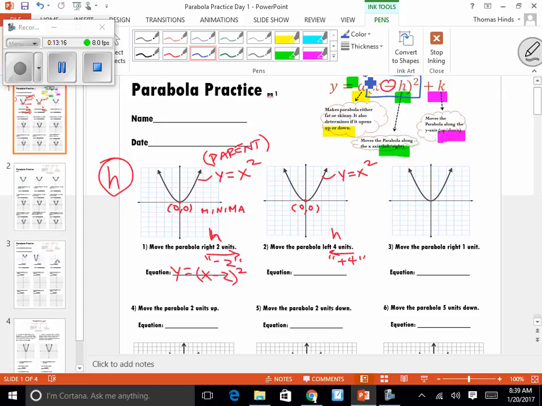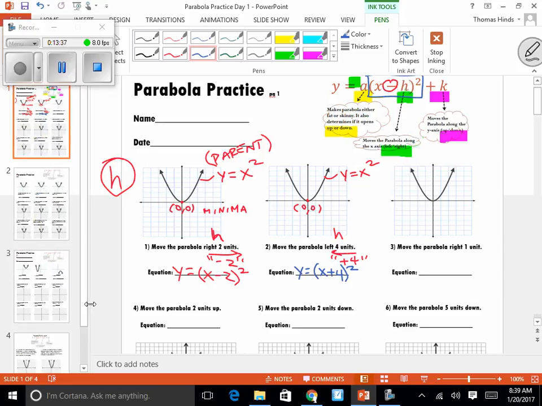Alright, do number 2 for me, please. Alright, here it goes. Someone tell me what to write on this one. Y equals what? Say it again. The x plus the 4, and it still has to be raised to the second power. Now, don't lose that part. In order to be a parabola, you have to be raised to a second power. If you just put the x plus 4 but no second power, then it's linear. It's just a straight line.